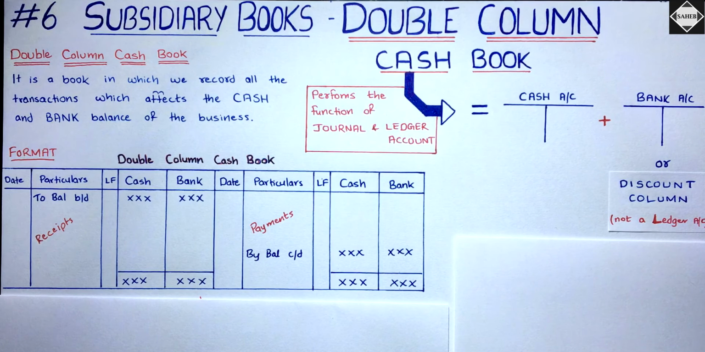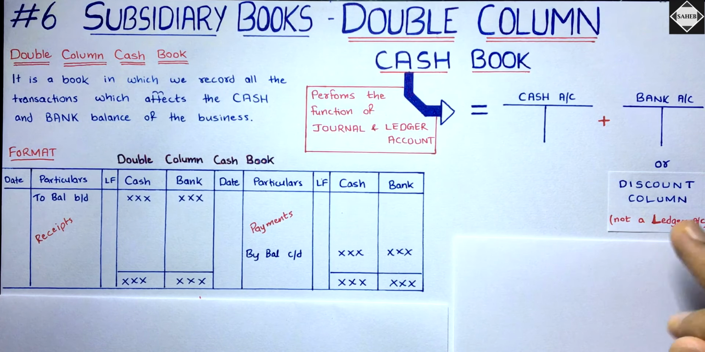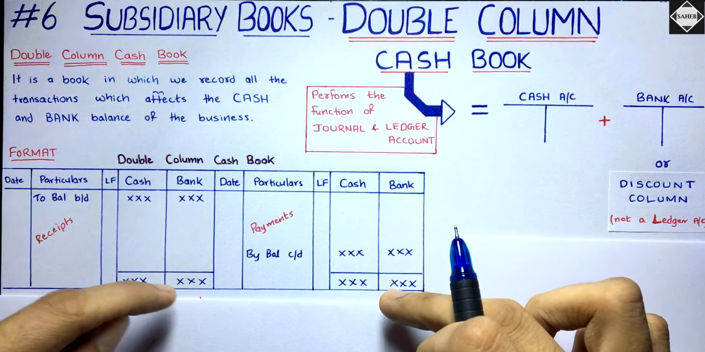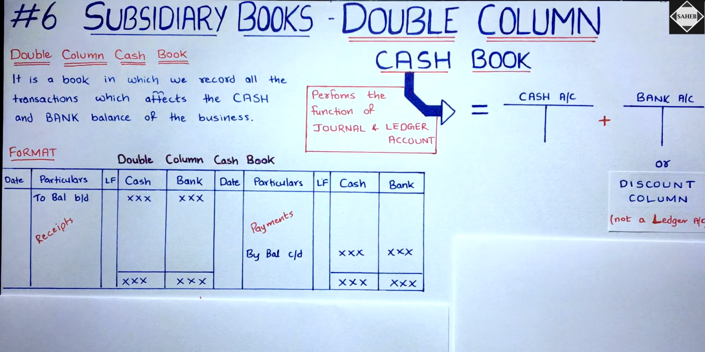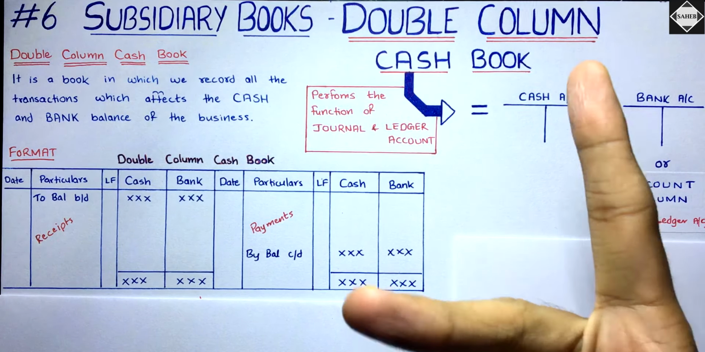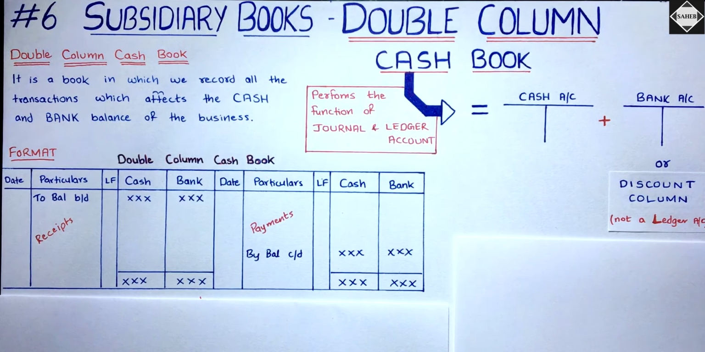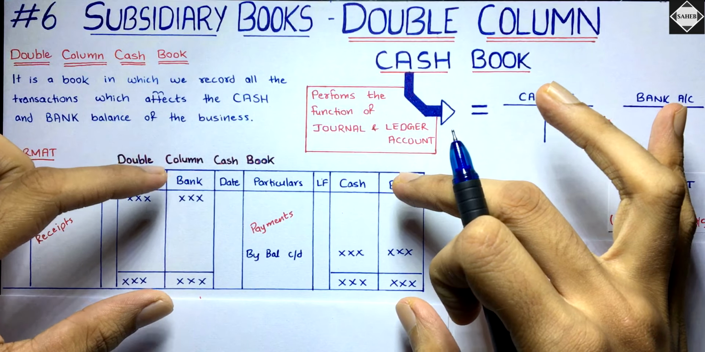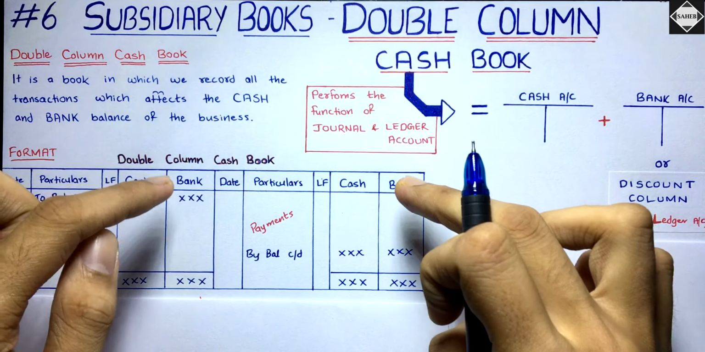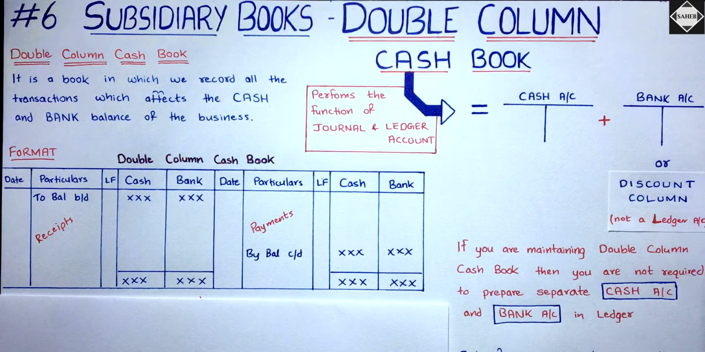Okay, but this does not apply to the discount column, because the discount column which you will have over here is not like a ledger account. Why is that? Because we do not have a single discount over here. In cash discount, we have two sorts of discount: discount allowed and discount received. So it's not treated as a single ledger. It is not balanced. It is just simply a total. You just make a sum out of it. Discount column, that's all.